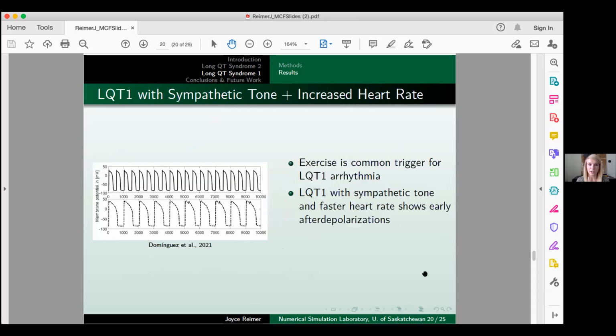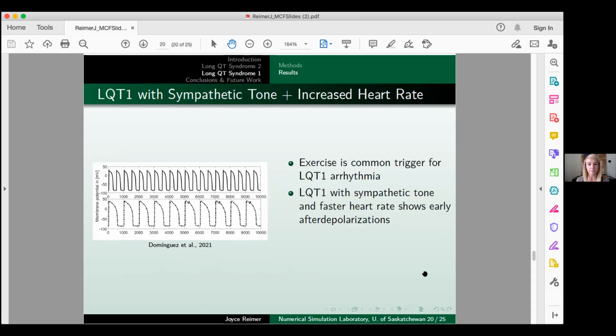We did similar verification simulations as was presented with LQT2, where we looked at the reported values of the current density, and we adjusted the conductance to account for that and get a baseline LQT1 phenotype. Then we also looked at the corresponding extension of the action potential duration and made sure that it was matching with the values that were reported by Ma et al.